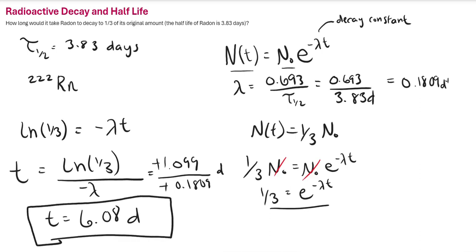So hopefully that makes sense. Let me know if you have any questions. And of course, this will work for any radioisotope. They would just have a different half-life, and then that would make it have a different decay constant. So hopefully that was helpful, and thanks for watching.